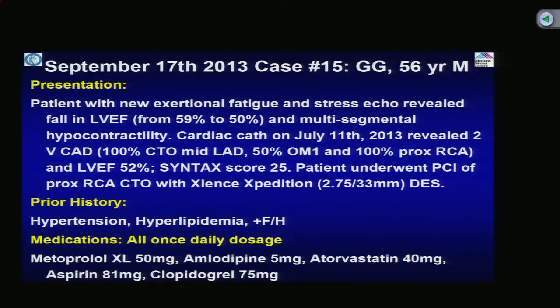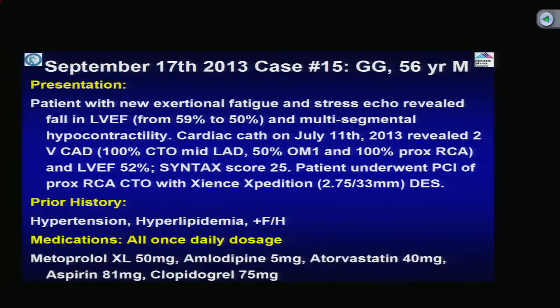This case is a 56-year-old male, and this is actually case number 15 with the ACC, out of a total of 51 cases. We have been doing this since July of 2009, but with ACC it is the 15th month. This is a very interesting, young patient. He presented with exertional fatigue, and a stress echo revealed multi-segmental hypocontractility and a fall in EF. A cath on July 11th of this month revealed two CTOs, RCA and LAD, with minimal LV dysfunction. Syntax score was 25, and the patient had a PCI of the RCA using a Xience Xpedition 2.75 x 33.